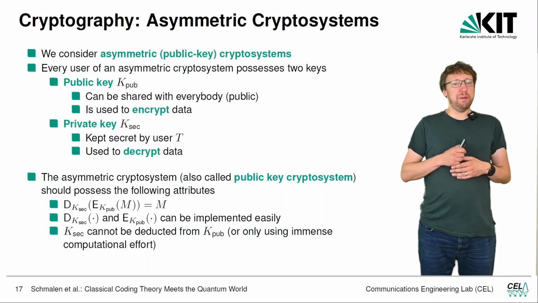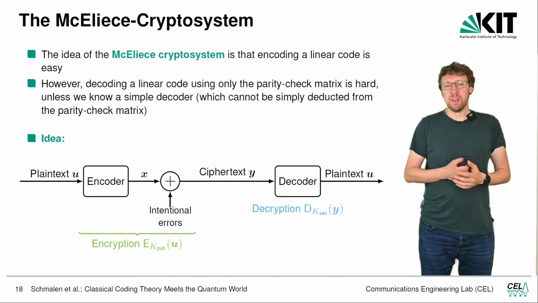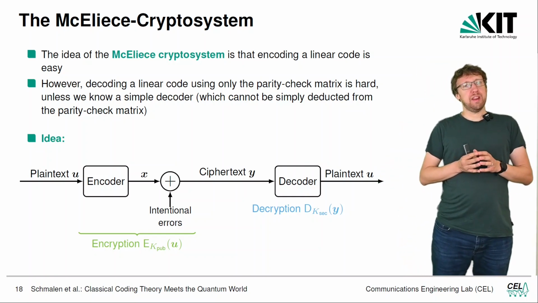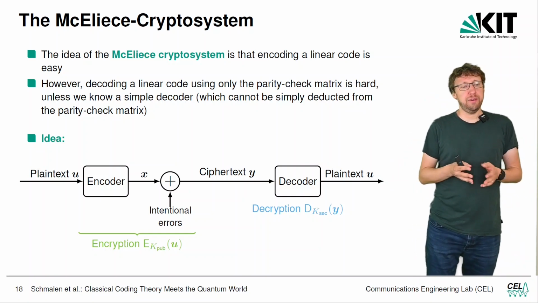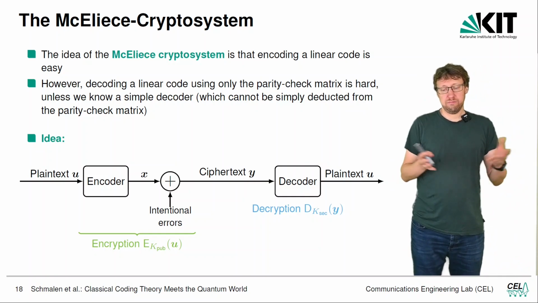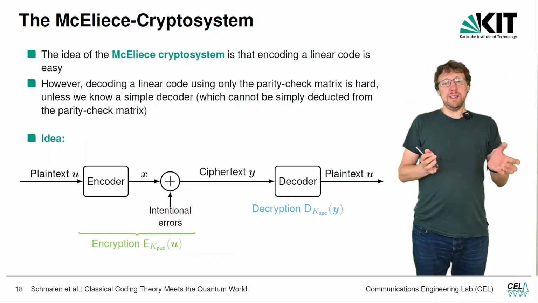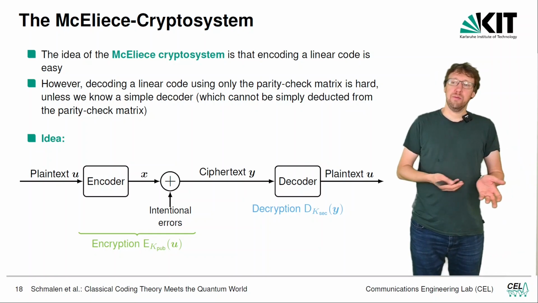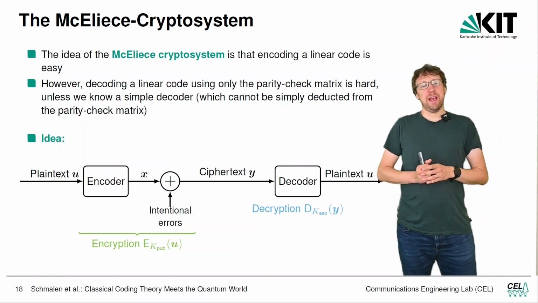So how can we implement such an asymmetric crypto system using coding? The idea is the McEliece crypto system, a scheme that was presented in the 1950s, more than 70 years ago. It's very easy, but it did not receive widespread attention until recent years, when the RSA scheme came under attack. So what is the idea of the McEliece crypto system?